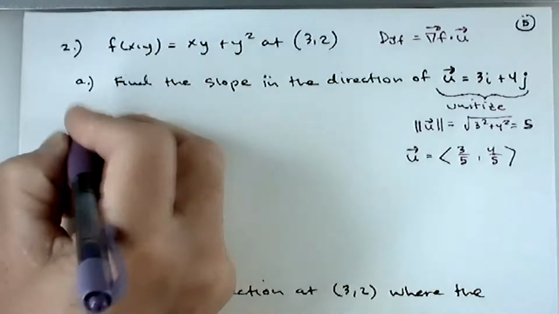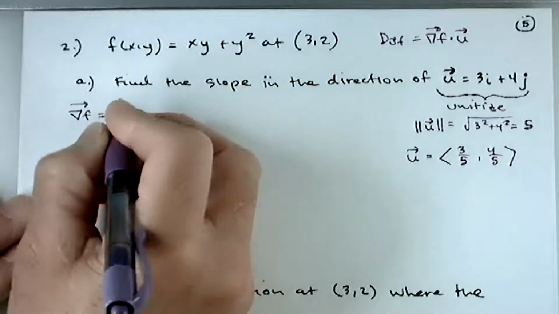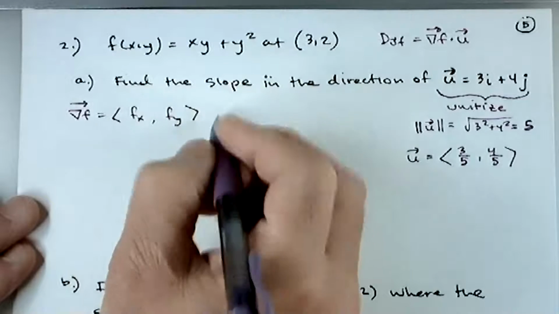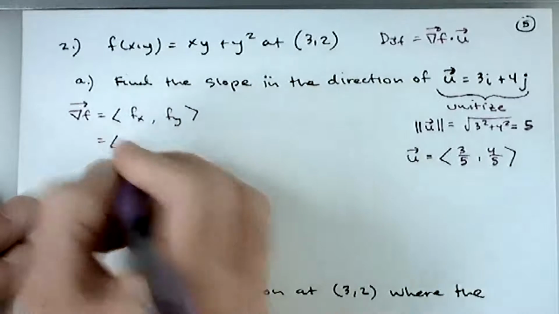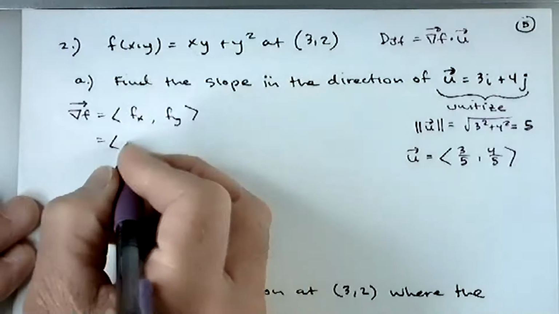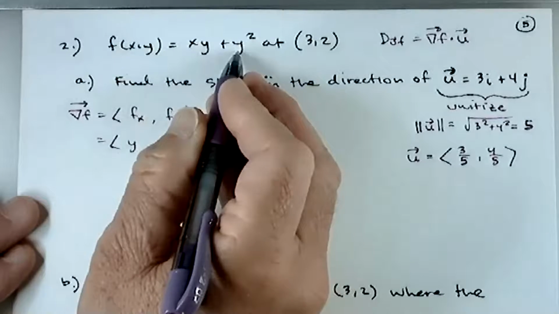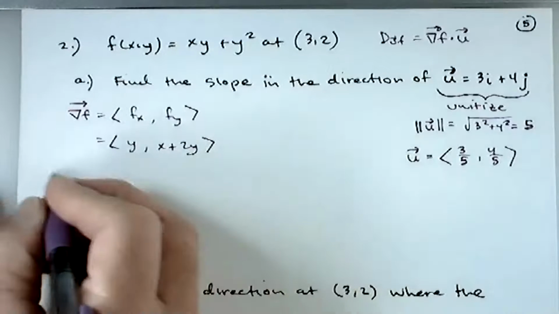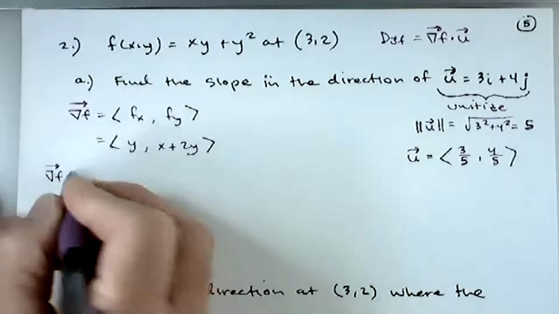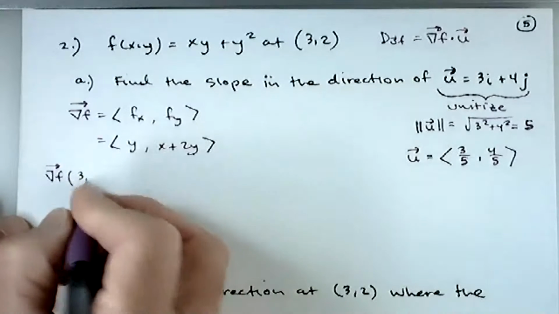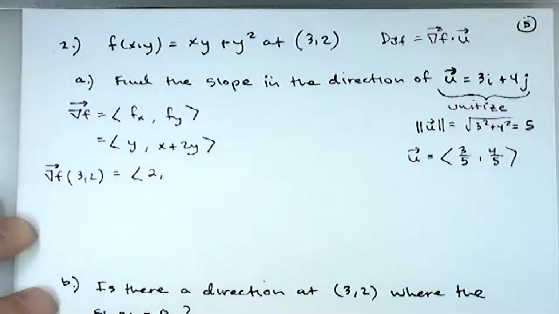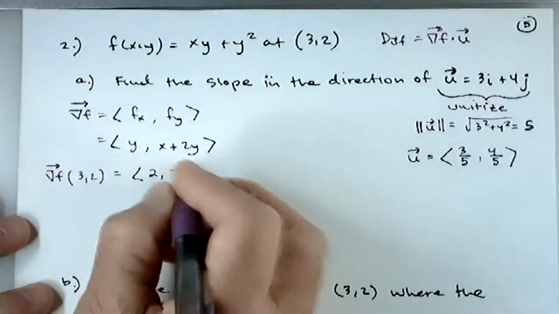The other thing we're going to need is our gradient vector, which is made up of your 2 partial derivatives. So that would be the derivative of this with respect to x is just y. Partial derivative of this with respect to y looks like it's x plus 2y. And of course, I do want my gradient evaluated at my point. I want to get numbers here. So at 3, 2 gives me 2, 3 plus 4, 2, 7.